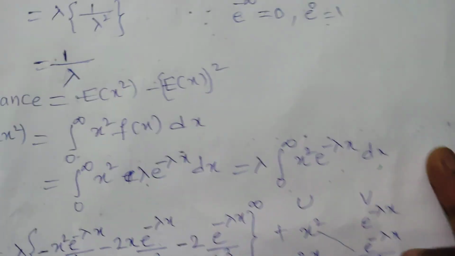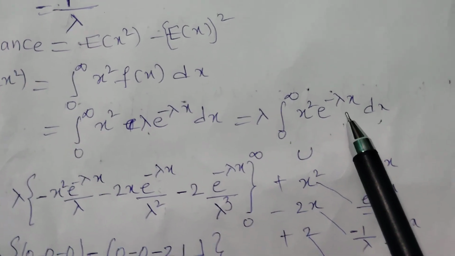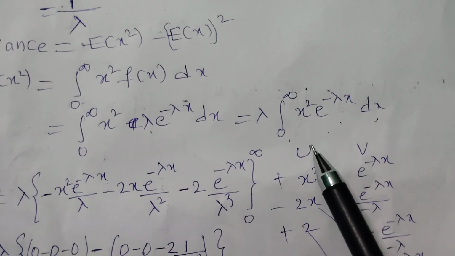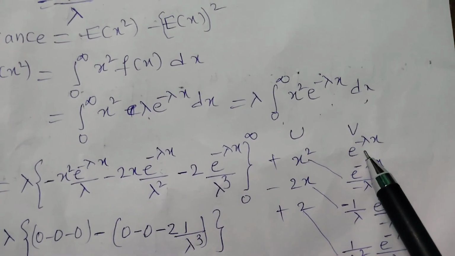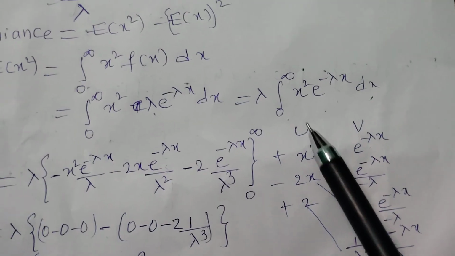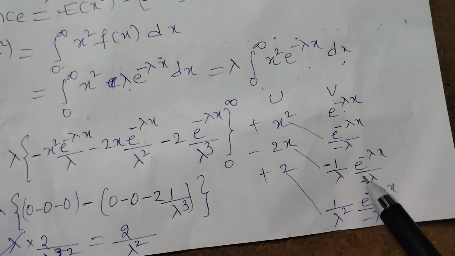Again we have product of two functions in integration. That means we can use Bernoulli's rule. Okay, first function is what? X square. Second function is what? E power minus lambda x. Okay, first one we need to do differentiation. For second one we need to do integration.